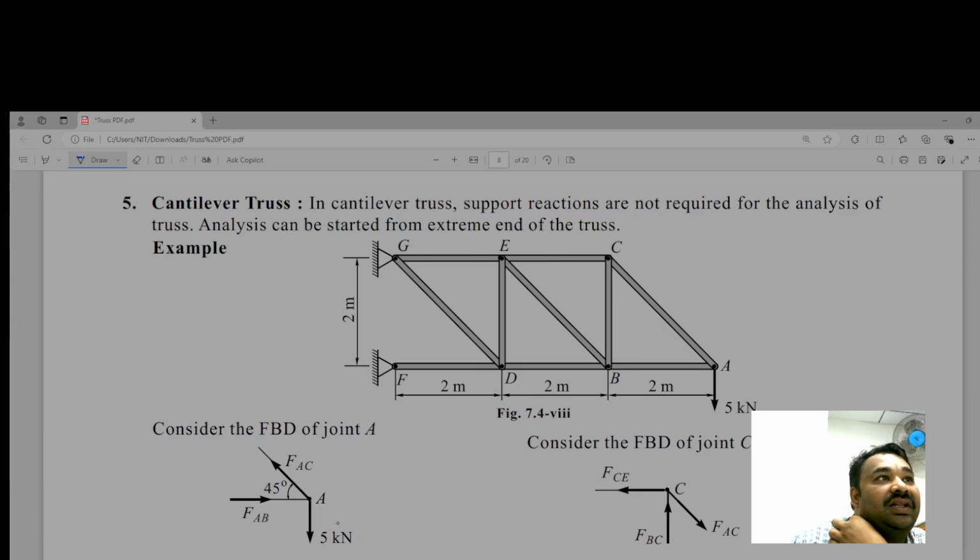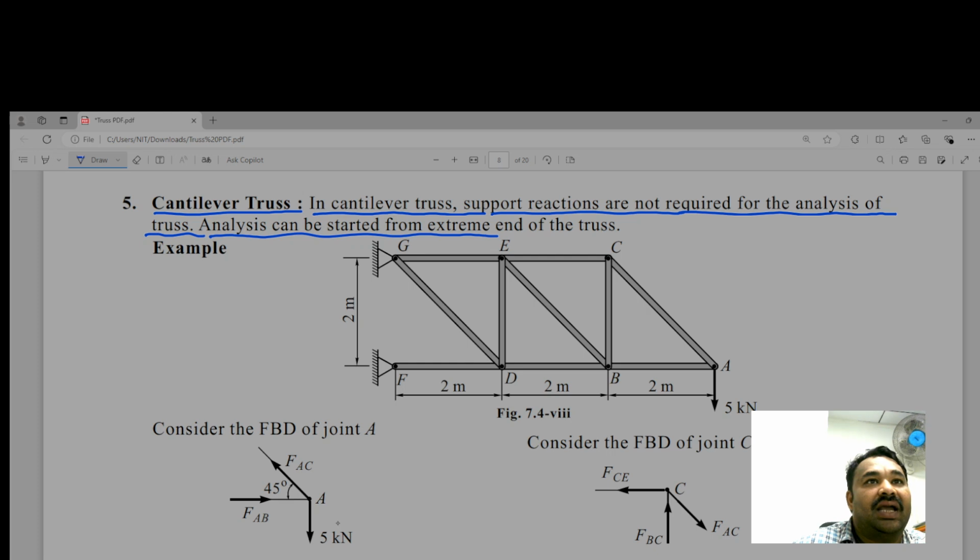The last very important point is related to the cantilever truss. In a cantilever truss, support reactions are not required for the analysis of the truss. Analysis can be started from the extreme end of the truss. So we should first know what a cantilever beam is. One end is fixed and the other end is free, meaning no support is there. However, there may be external loads like P here.